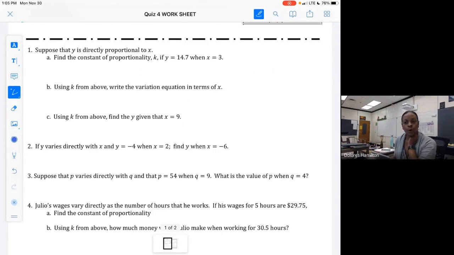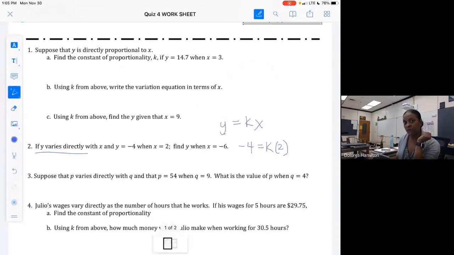So question 2 looks a little different. If y varies directly with x, and then we're given that y is -4 when x is 2, they're asking us to find y when we know x is -6. That seems like a lot of information. So let's break it down. First, let's start with the fact that we know that when x is 2, y is -4. We also know y varies directly as x. So we immediately use that equation. And then we plug in the values that we do know. We know that when y is -4, x is 2. So we have -4 equals k times 2.